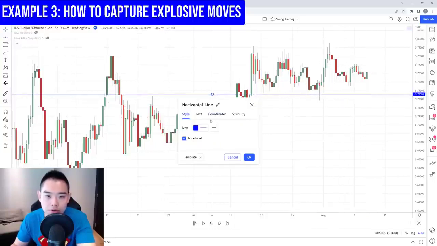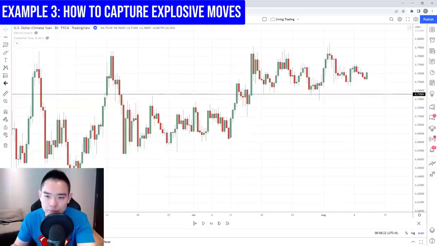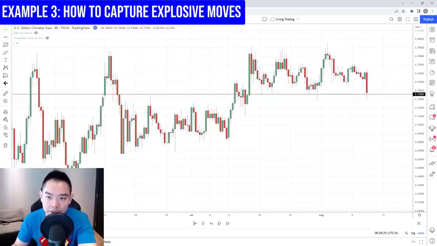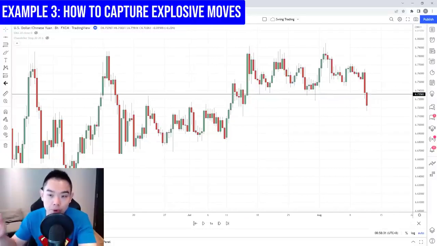Change this to blue to signify support, shall we? Next thing is to wait for the price to come into support. So let's see. In this case, the market has come into support. Great. Next candle over here, it has broken below support.